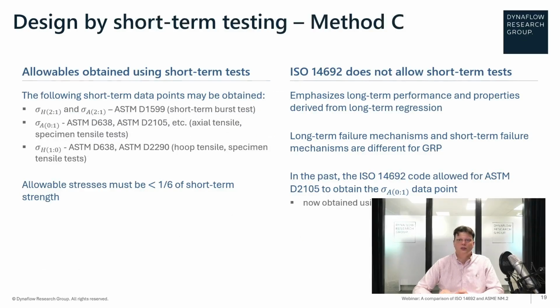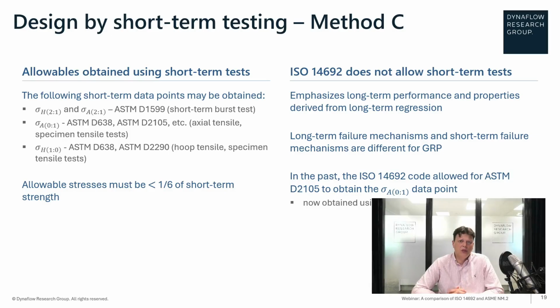Designed by short-term testing, right? So as we said, you cannot fully qualify a pipe in the ASME NM.2 through long-term testing only. And what you can do with short-term testing is the full qualification. So a short-term burst test to define this 2-to-1 biaxial loading point, and then the purely hoop and purely axial strength may be determined from either specimen tensile tests, so cutting a piece of the pipe and placing that in a test machine, or using the entire pipe as a whole, so either an axial test on the pipe or a hoop tensile test on the pipe.